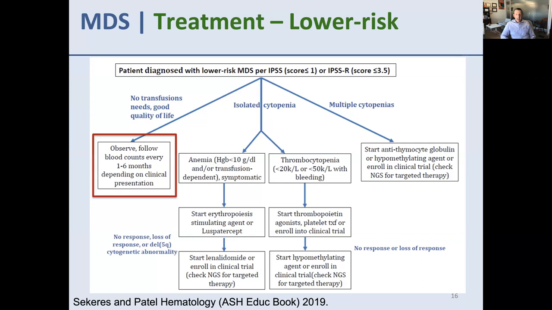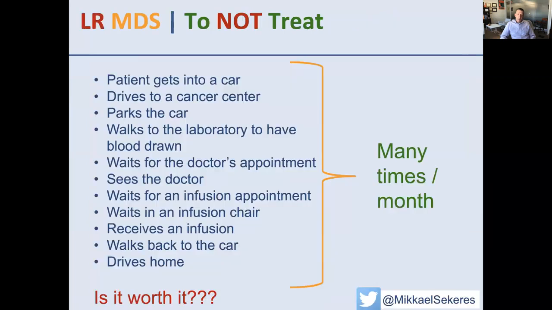So that first category, like I mentioned, no transfusion needs, good quality of life, fabulous. The only thing I'm going to add to that person if I give them treatment are side effects of therapy. We do not allow somebody to live longer or to live better by starting therapy early when they have lower risk MDS. So in this person, I don't do a darn thing. I just let them go.